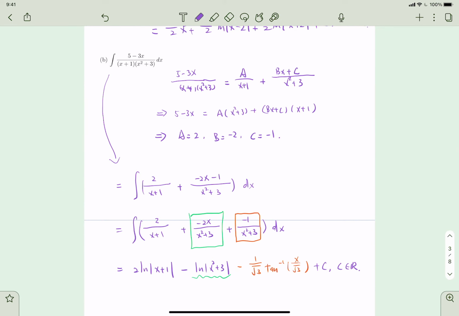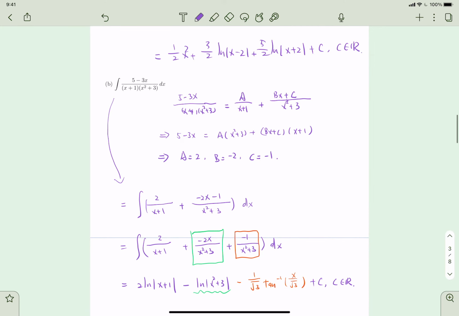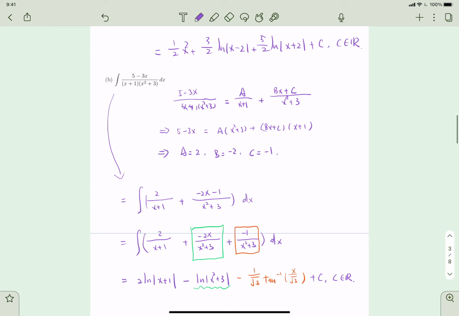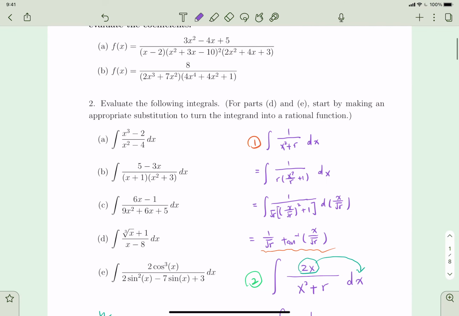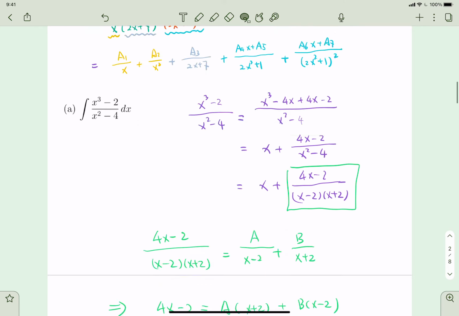Okay, so that is our second question. Very straightforward, very simple, right? Partial decomposition, and then go through the integrals. So now we're ready to move on to the third question, question C here.